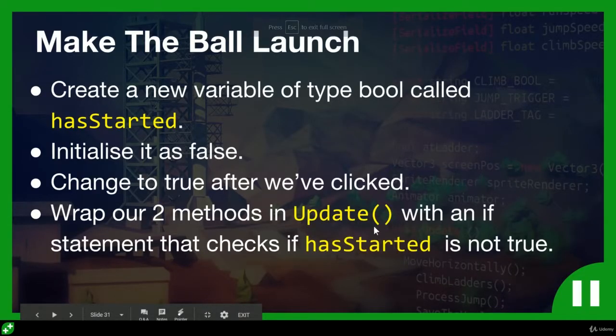Wrap our two methods in update with an if statement that checks if hasStarted is not true. So in other words, if hasStarted is not true, then we should be able to call those methods. But if hasStarted is true, then we shouldn't be able to do anything within our update. We shouldn't be able to lock the paddle or click again. Okay, so there's your challenge. Take some time, dig into that, and I will see you back here when you're done.